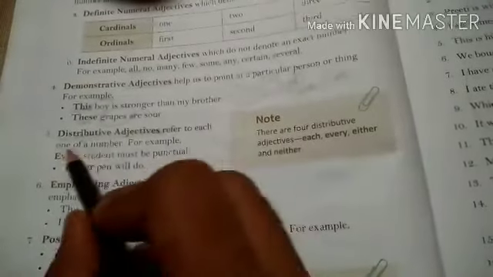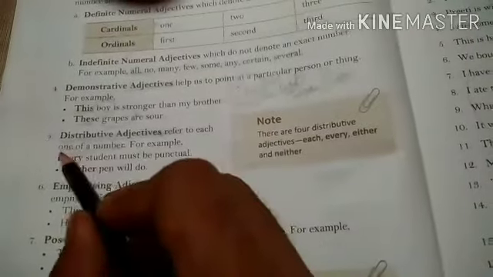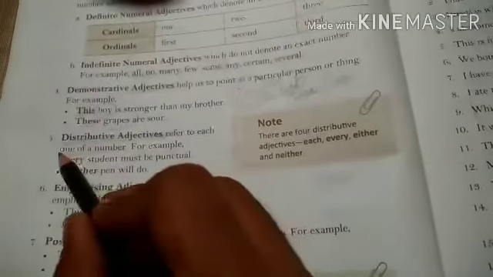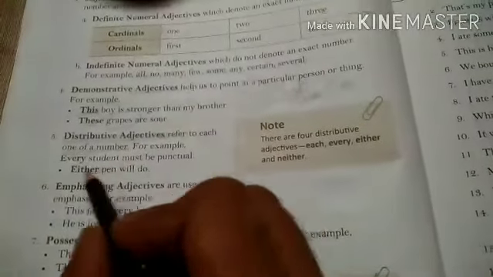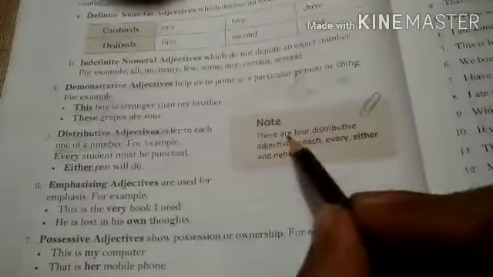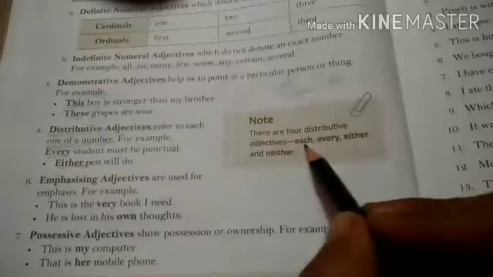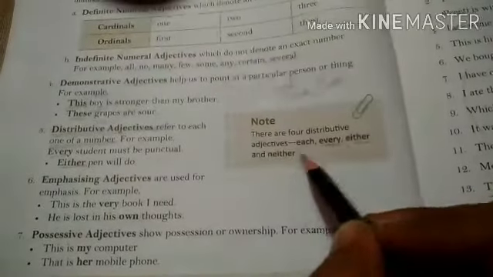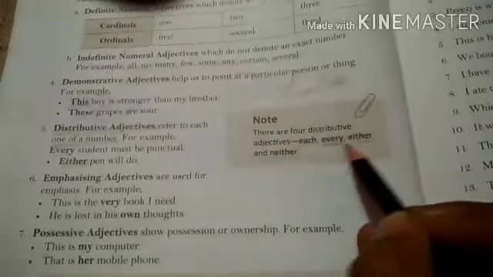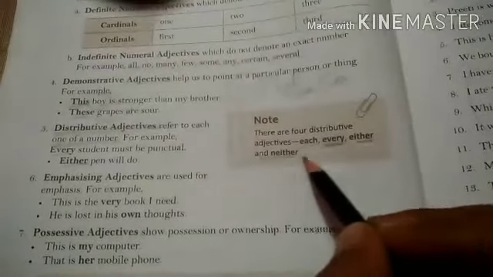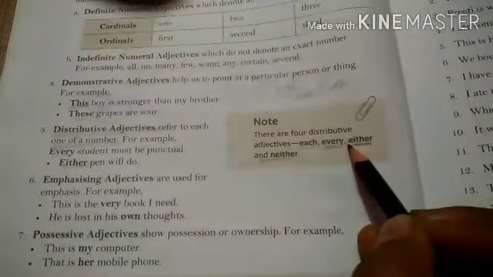When we point out each one, when the word used for the nouns points out each of the nouns, then they are called distributive adjectives. Like every, either. Like in the note here, there are 4 distributive adjectives: each, every, either, neither. These are the distributive adjectives when these words are used before nouns. Like, either jacket is good.